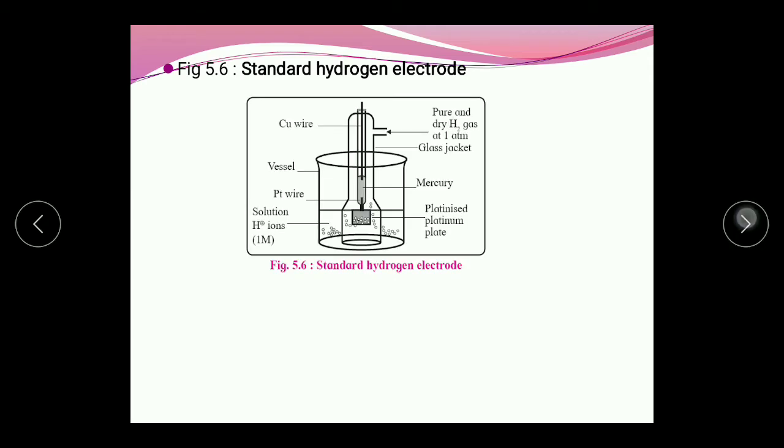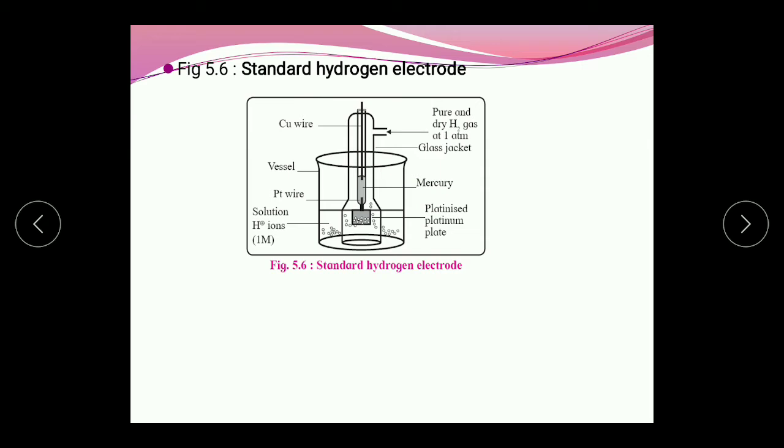The figure, we have seen it, the standard hydrogen electrode. Just by looking at the figure, we can revise or easily write the construction of the cell. The main part of this construction is a platinized platinum plate. That means a platinum plate coated with platinum black to adsorb hydrogen gas. As hydrogen is in gaseous state, we can't prepare a metal strip here.